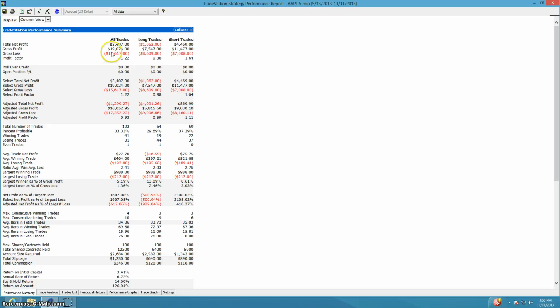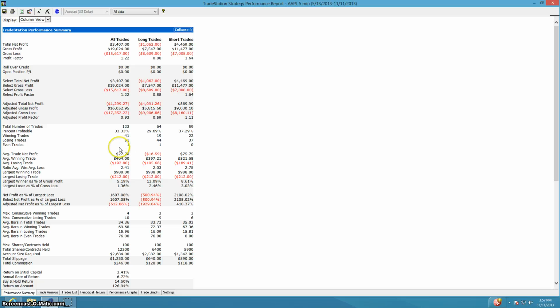But you can actually go in and really analyze a strategy and the strategy settings for a particular symbol to decide whether or not you want to actually trade this particular symbol. As you can see, over the last 6 months, Apple has not done a whole lot, but it's profited $3,400. That's over the last 123 trading days. We've had 41 winners and 81 losers.